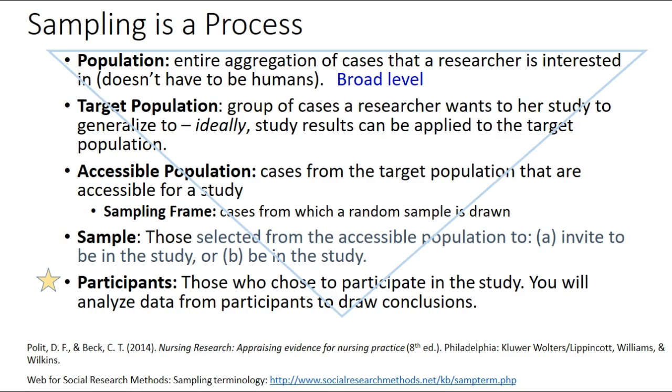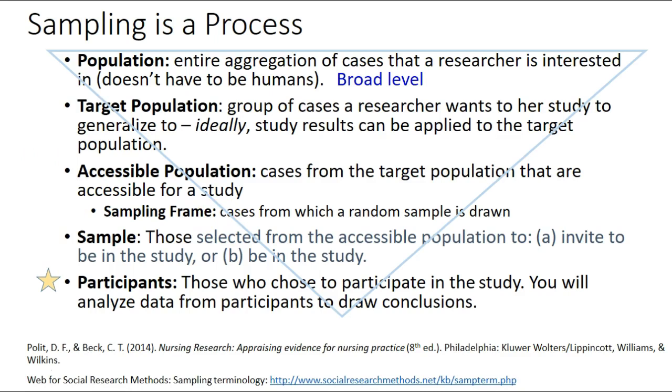But there may be some people that you don't have addresses for. There may be people who moved and you can't get their current address. There are multiple reasons why you might not be able to access everybody in your target population, and so that needs to be identified.